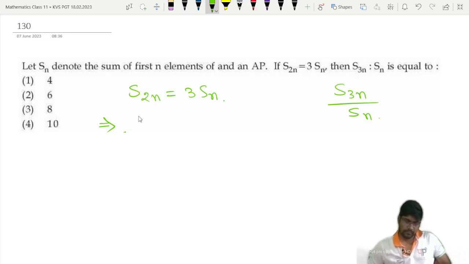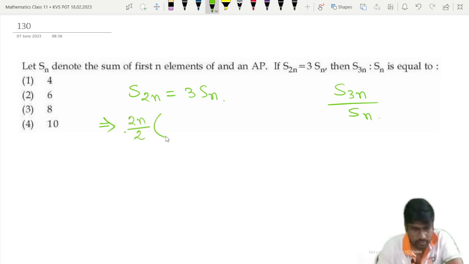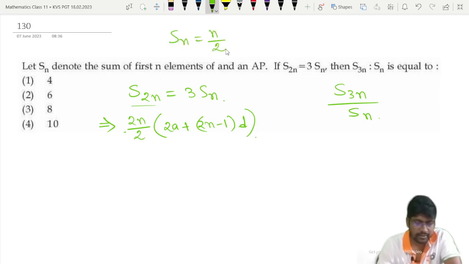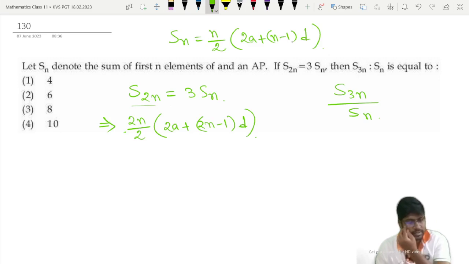Okay, S2n, if I write the formula directly, n by 2 into 2a plus n minus 1 into d. This is the formula for S2n, because the formula for Sn we know, that is equal to n by 2 into 2a plus n minus 1 into d. That is the sum of first n terms of an AP, whose first term is a and the common difference is d.